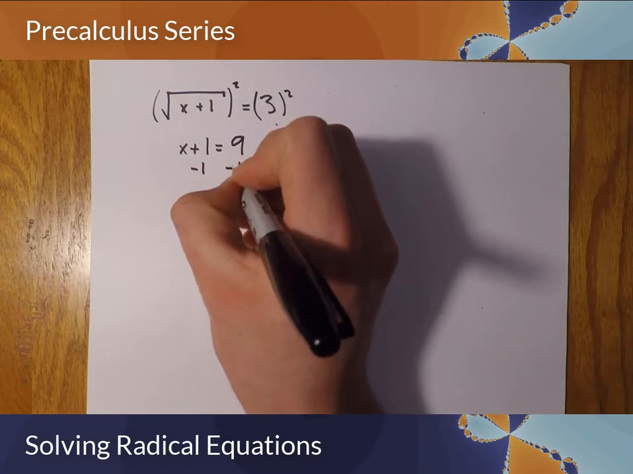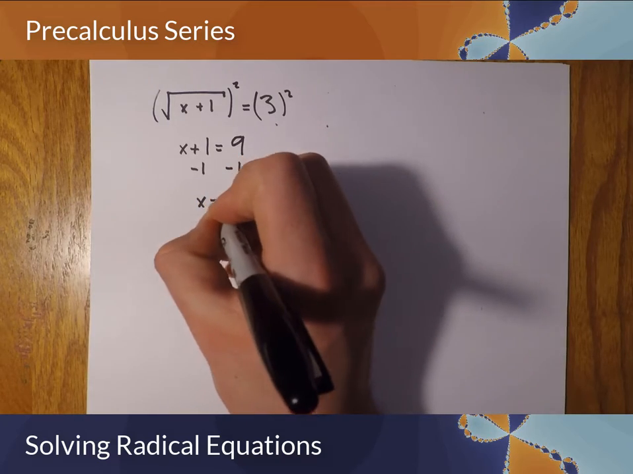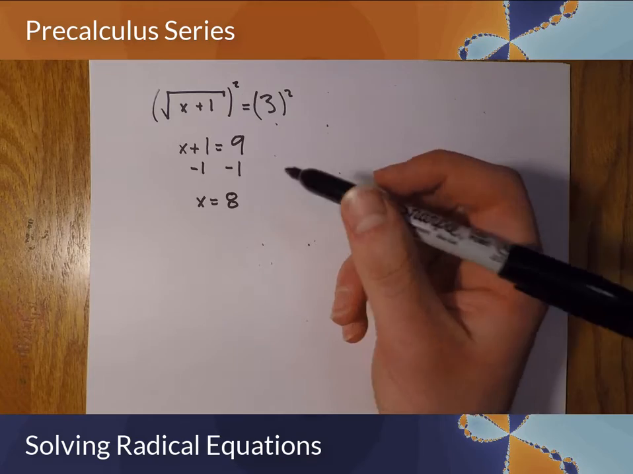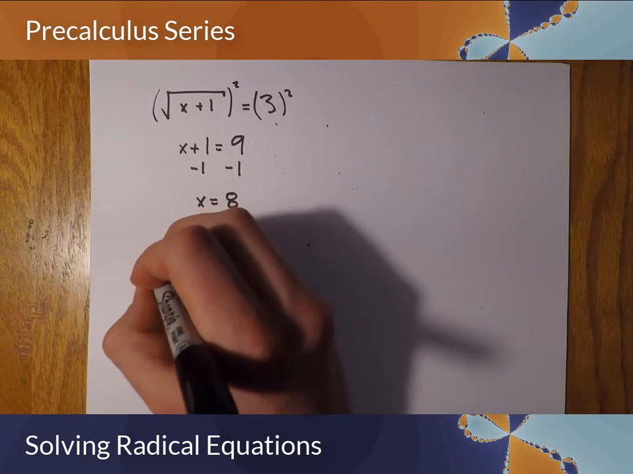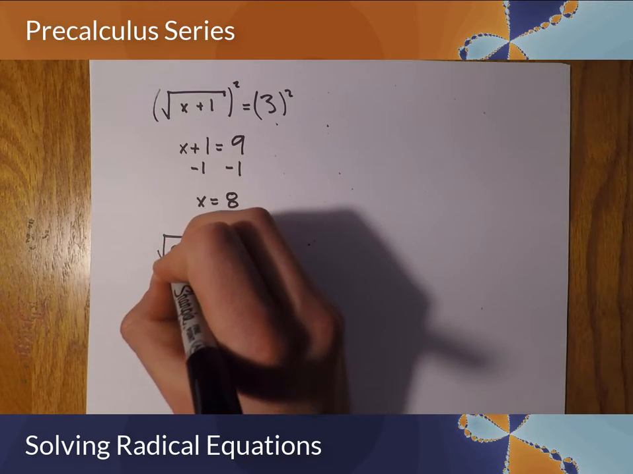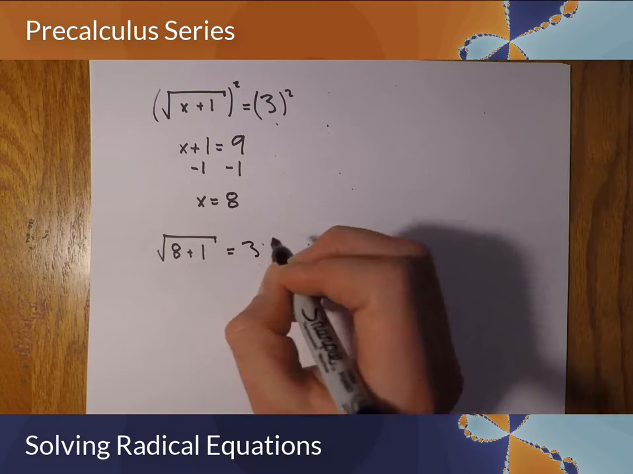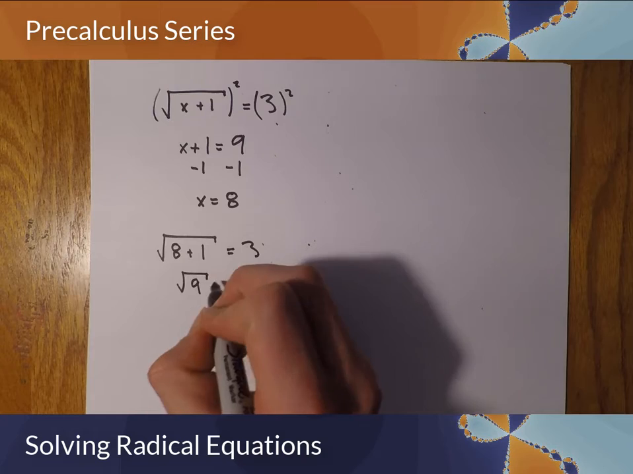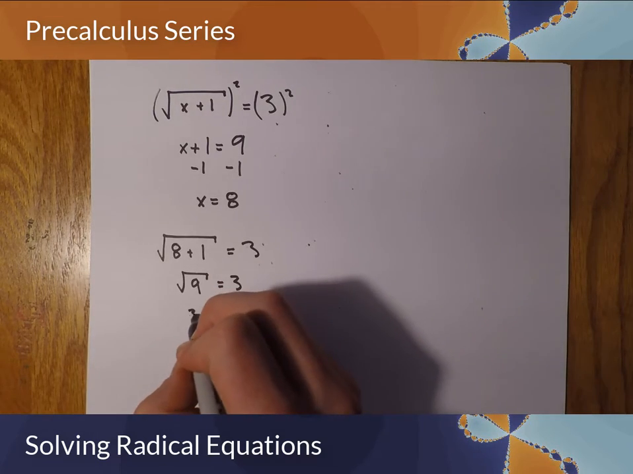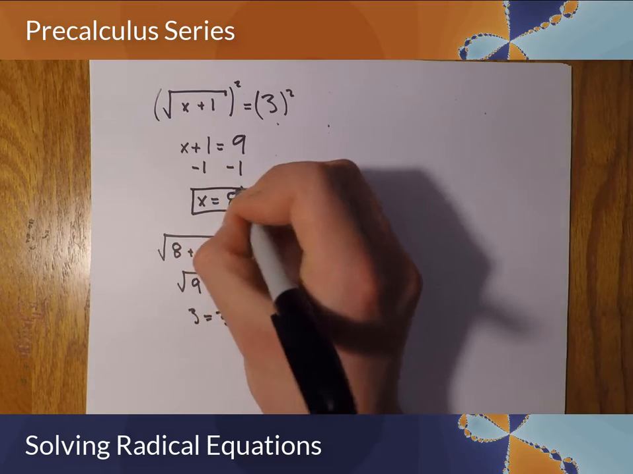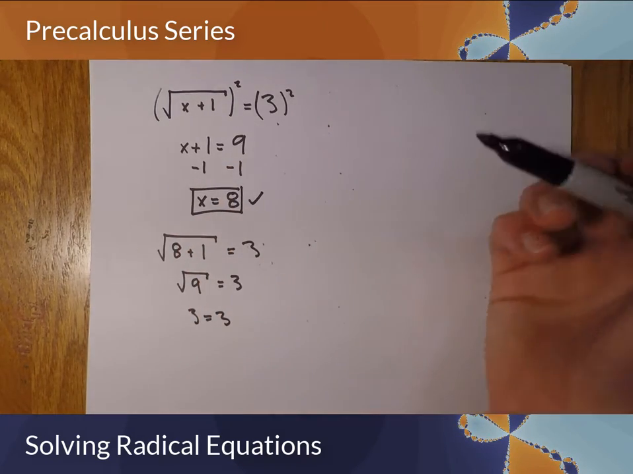So the solution is x equals 8. And to verify this is correct, you just sub it back into the original problem. So you have the square root of 8 plus 1 equal to 3. And let's see. Oh, well, look at that. The square root of 9 is equal to 3. So this is a solution. So that's how we solve the first problem.